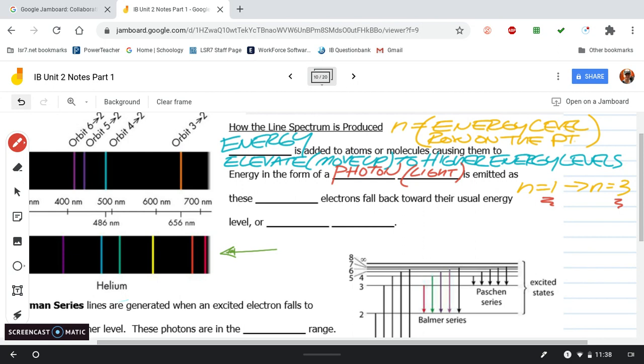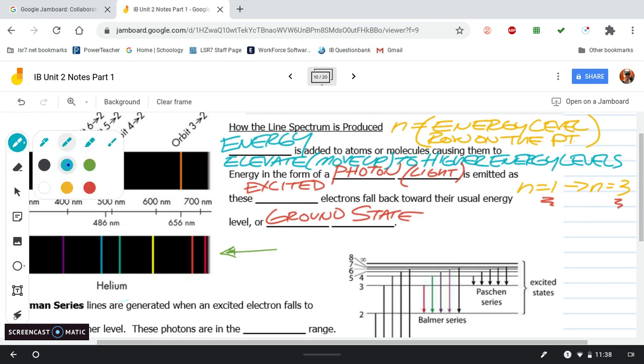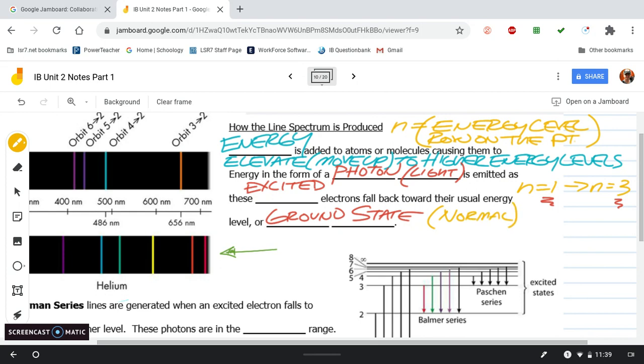So you push them up and they come back down. So what happens is we call those electrons that are moving around excited electrons. Means we'd added energy. So the excited electrons fall back down to their usual energy level, or what we call ground state. Okay, ground state. So a couple things to note is that a ground state is what we would consider normal. That's the normal place.